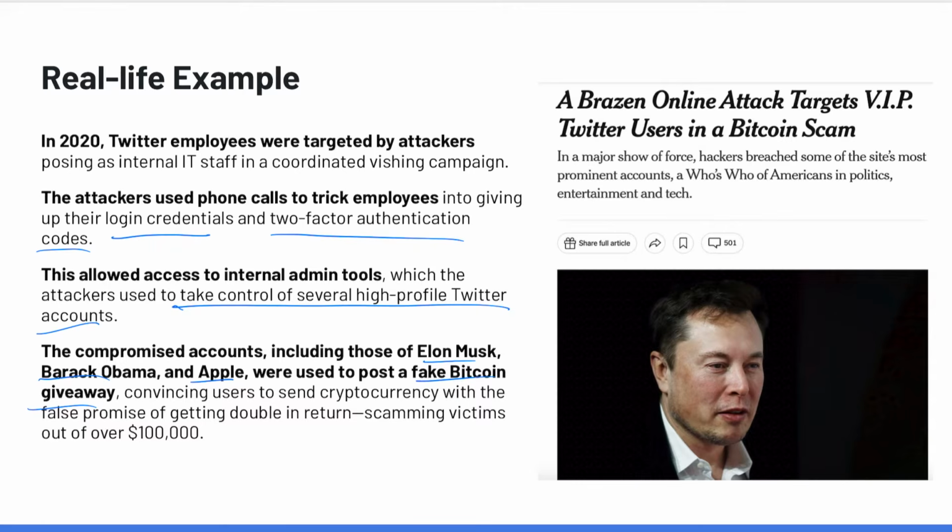But he kept doing this. So over time, he was amassing more and more money and eventually got caught. But that's another example of a simple vishing attack that was able to work even when it was targeting a very technical company, a company with a very high level of technical talent, right?